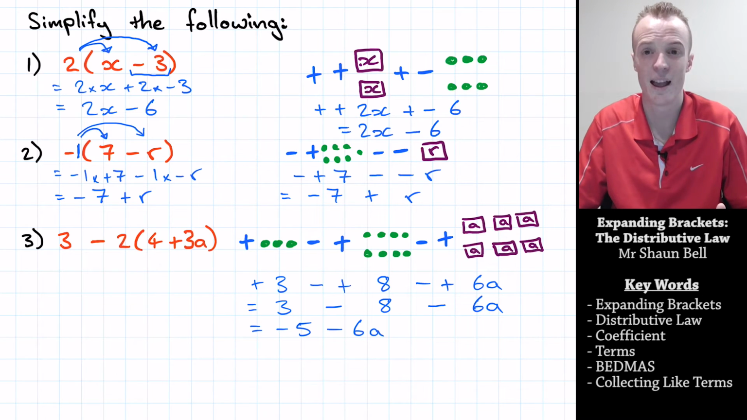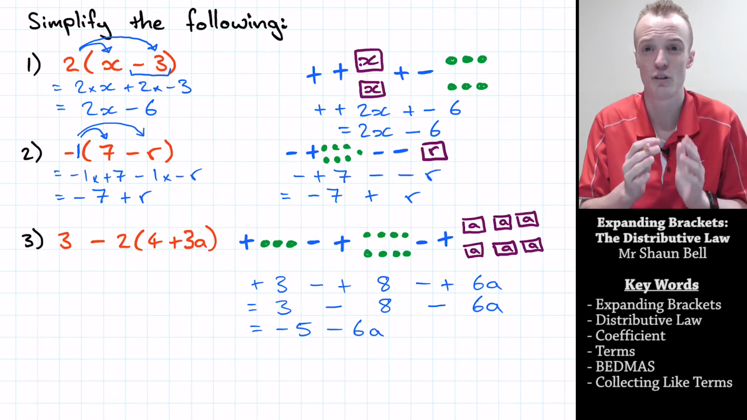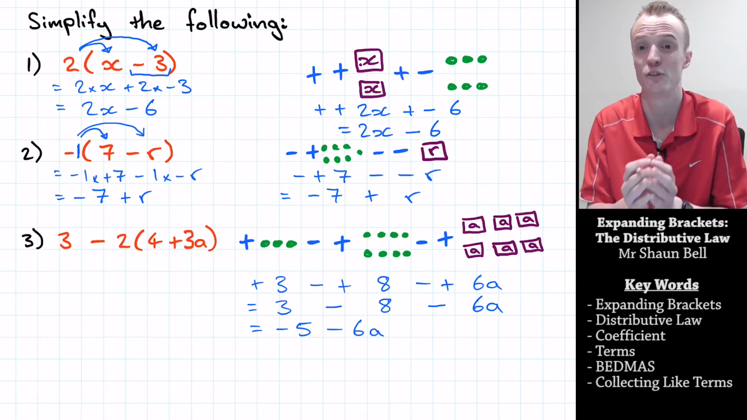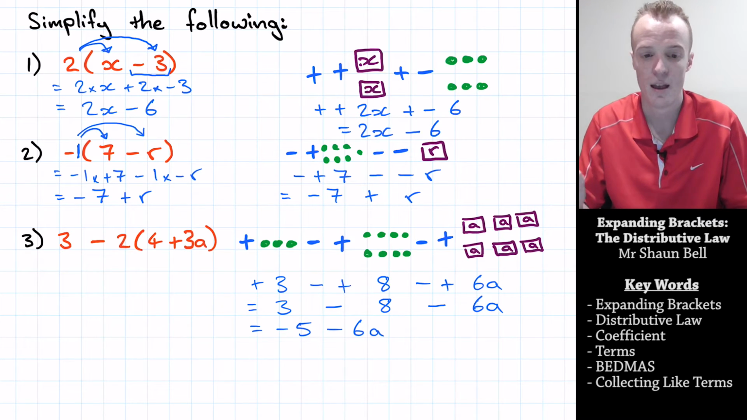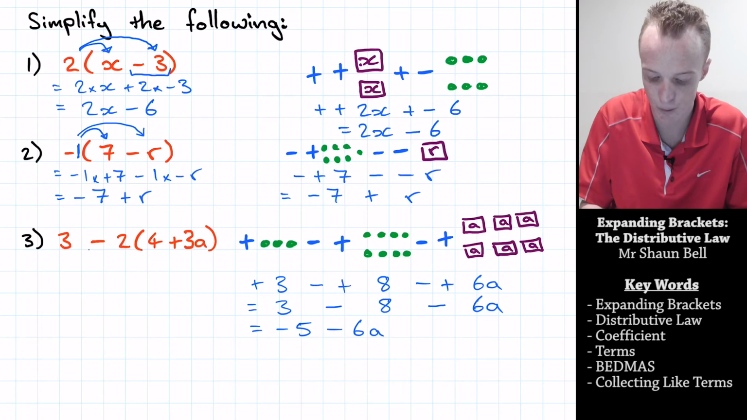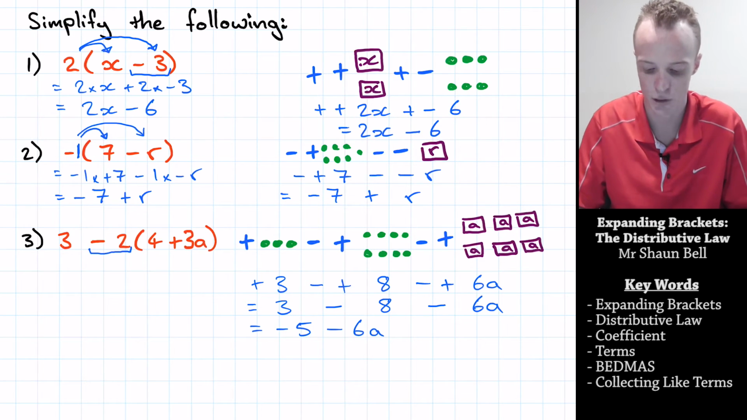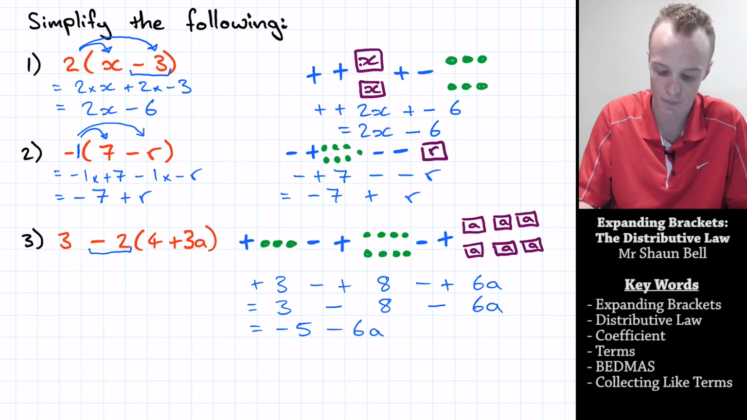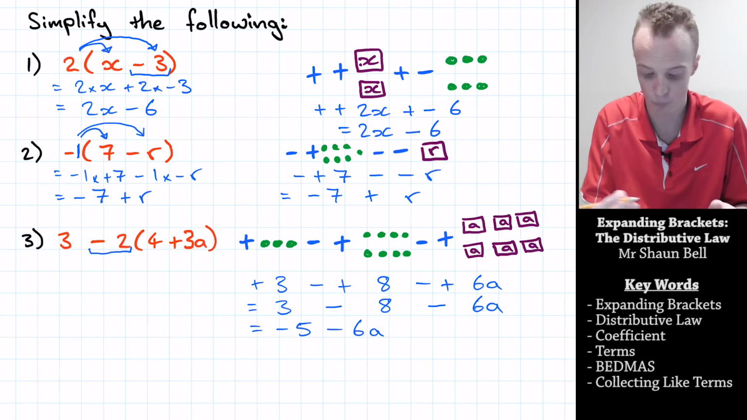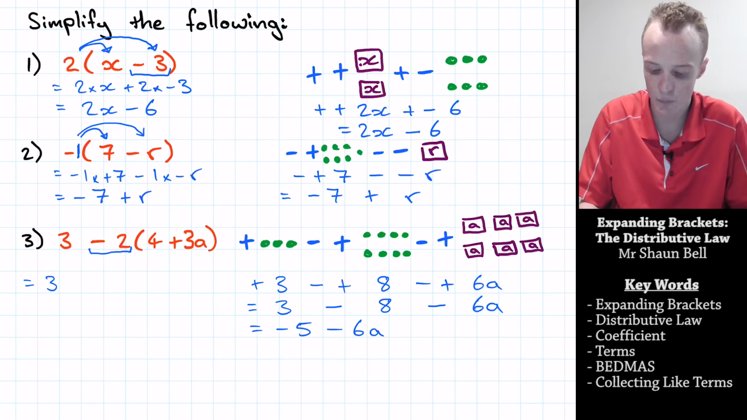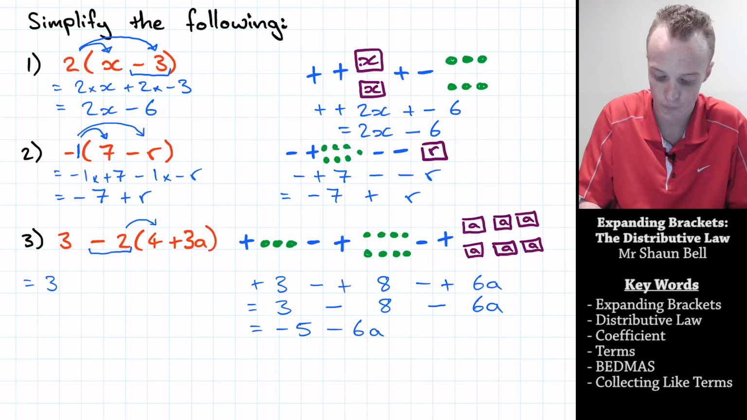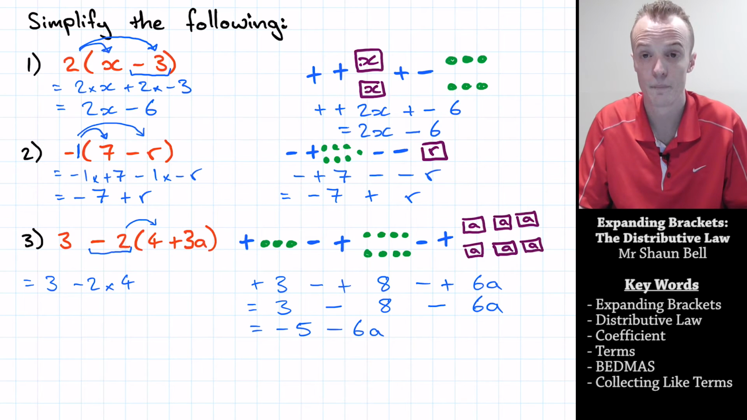But let's have a look at how this works using the distributive law. Now, yes, the distributive law says that we take the coefficient of the brackets and multiply it with everything inside the brackets. However, the coefficient to the brackets is actually the negative 2. So the first step, we've got to ignore this 3, but we've got to carry it along. So this is going to be equal to 3. And then we go negative 2 times the first term of positive 4.